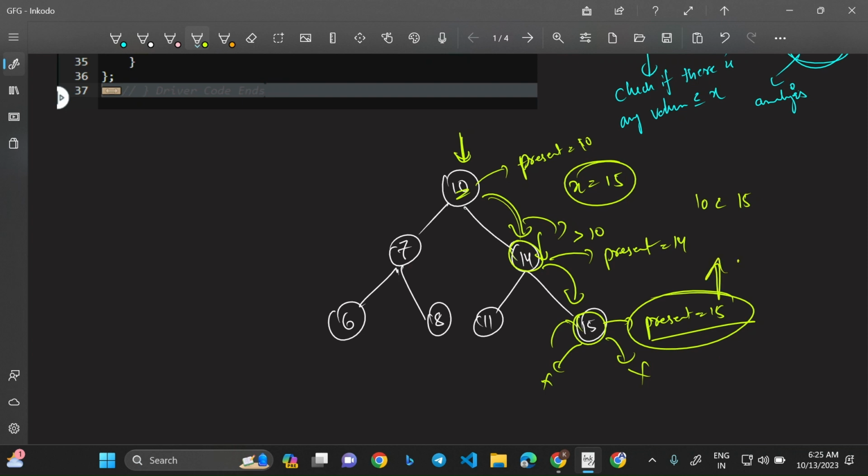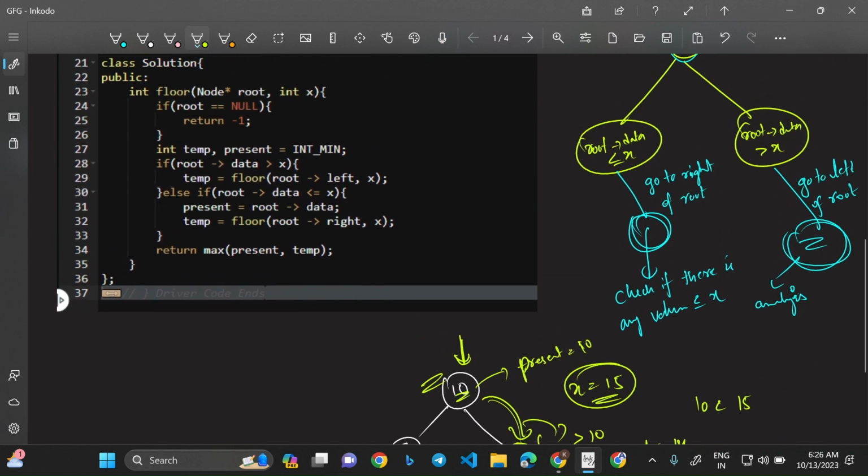So when I find this answer, this is the maximum value that I can consider, because my target is 15. I cannot go beyond 15. I can only take the values that are less than or equal to 15. So I can take 10, I can take 14, I can take 15. After this, I need to find the maximum value. So 15 is the maximum value that I can take, so that would be my answer. So that is the thing that we are doing.